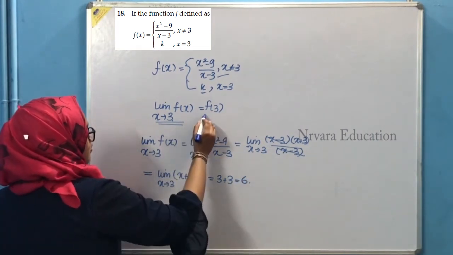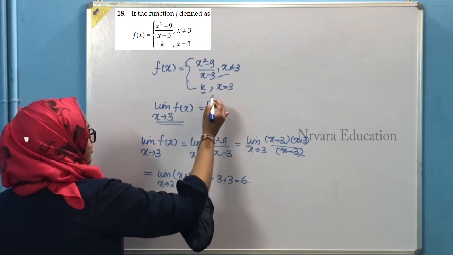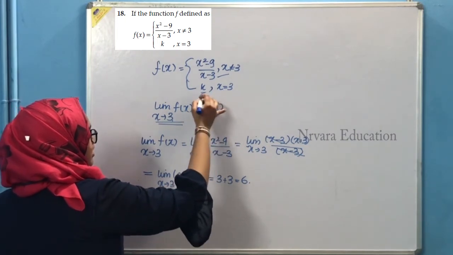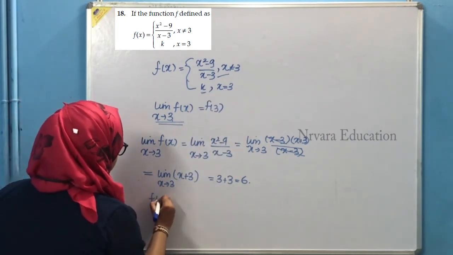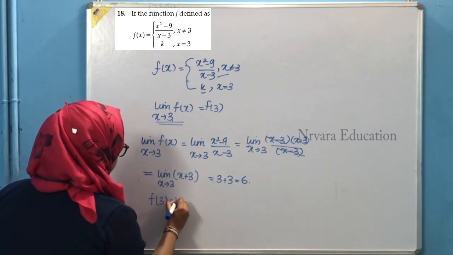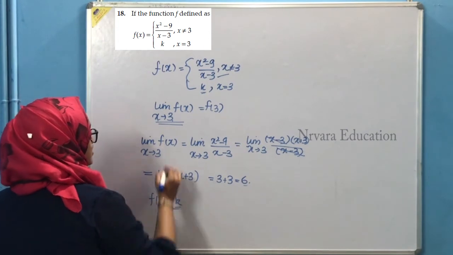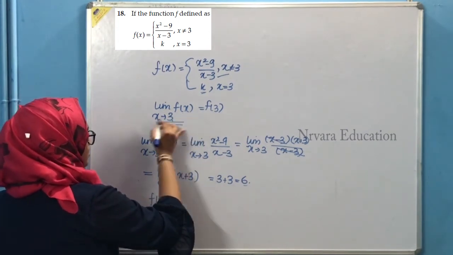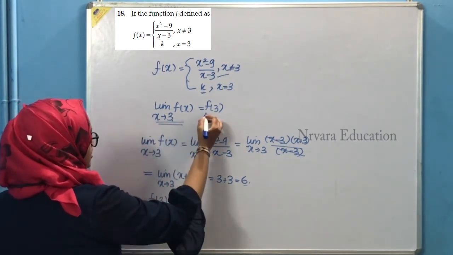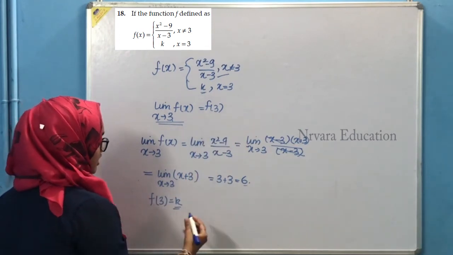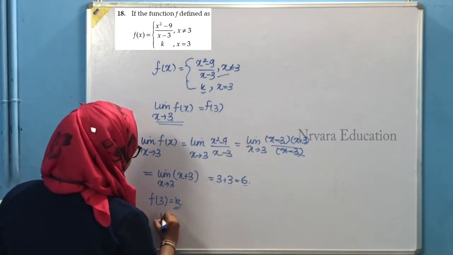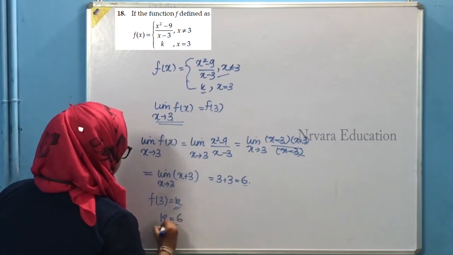Now, we do know the value of f of 3. If x is equal to 3, then it will be k. So, f of 3 is k. Now, these both will be equal since limit f of x where x is tending to 3 is equal to f of 3 and the function is continuous. So, we will get our value of k as 6.